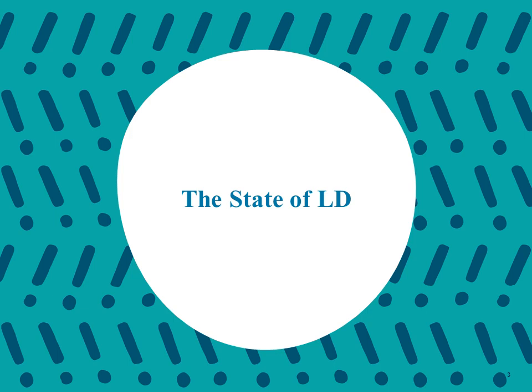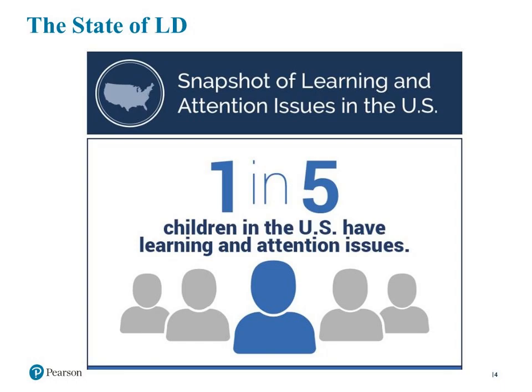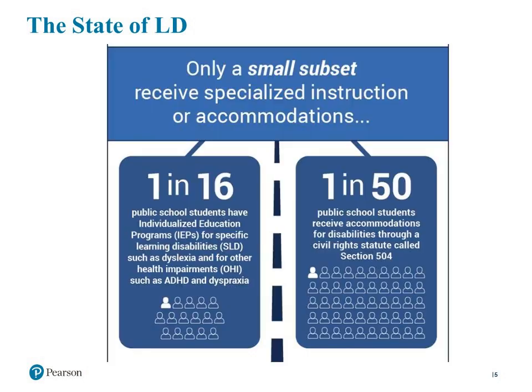Several weeks ago, the National Center for Disabilities released a report and web summary on the state of learning disabilities. They discussed the fact that 1 in 5 students have learning and attentional issues that interfere with the instructional process and impact their academic performance. They also found that only a small subset receive specialized instruction or accommodations. Only 1 in 16 have an IEP for their specific learning disability. And only 1 in 50 of these 1 in 5 students receive accommodations.